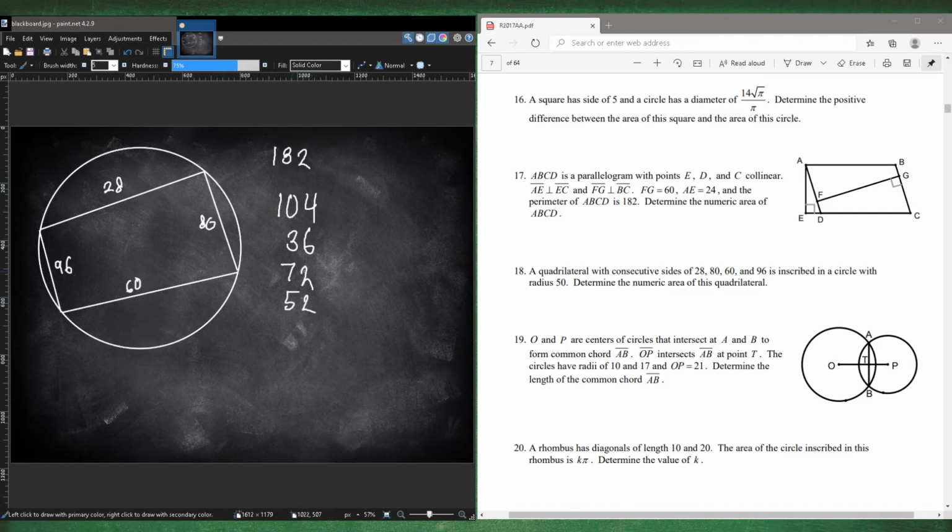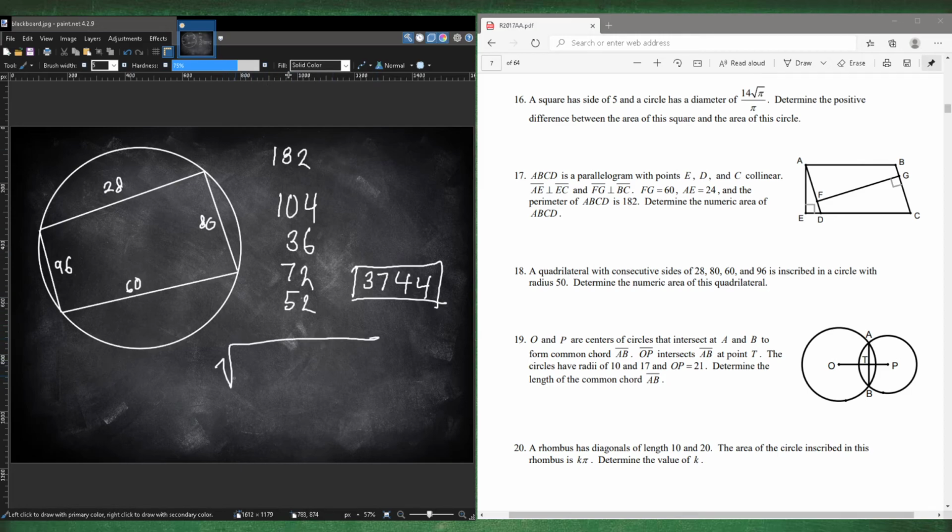And then from there, you multiply all these four numbers. So 104 times 36 times 72 times 52. And then you take the square root of that number, and you should get an answer of 3,744. So that's the general procedure for how you find it.